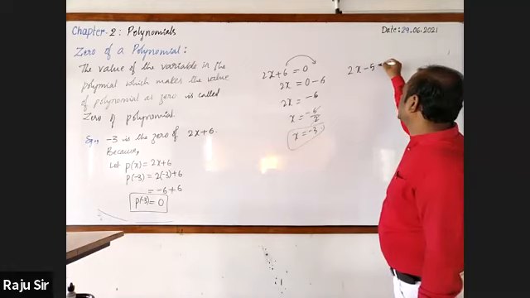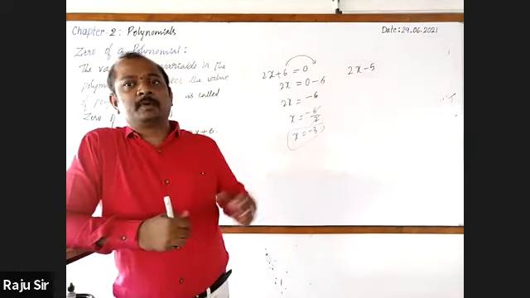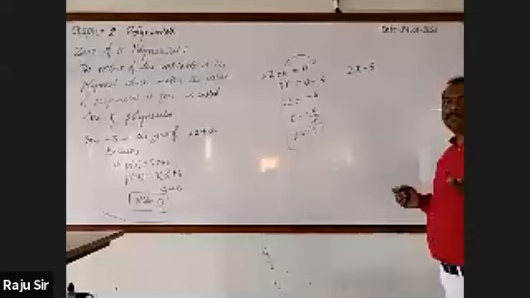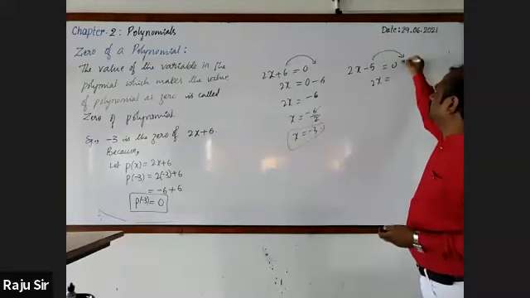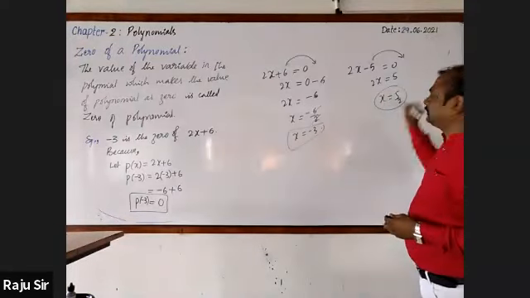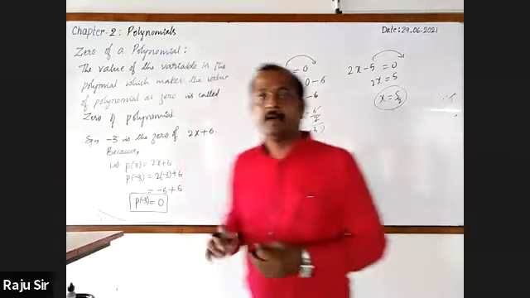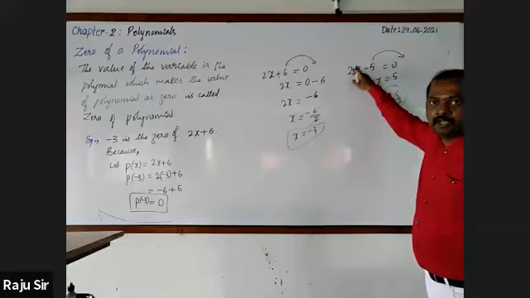2x minus 5, this is the polynomial. What is the zero of this polynomial? See, it's very simple. 2x minus 5 is equal to 0. 2x is equal to, transferring 5 to the right hand side, plus 5. x is equal to 5 by 2. So 5 by 2 is the zero. You can check that. On substituting 5 by 2 in place of x, the value should be 0.